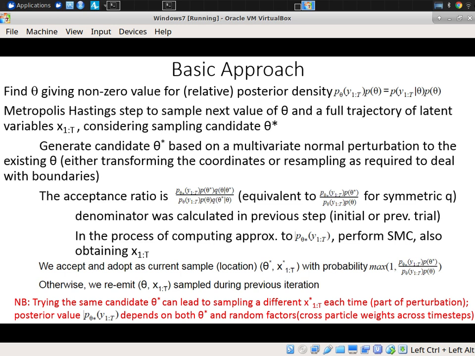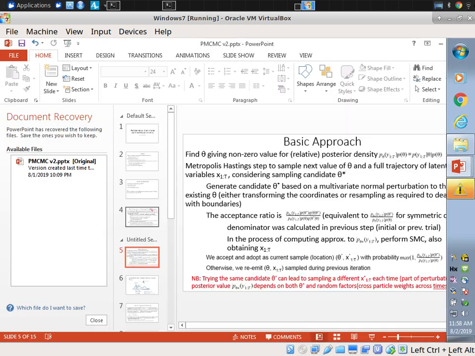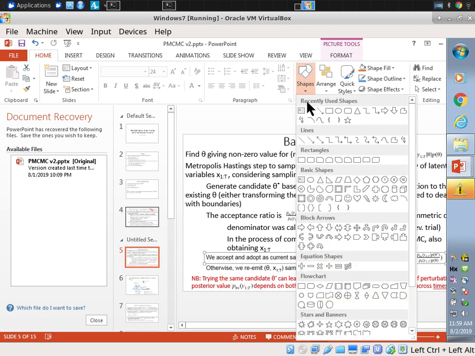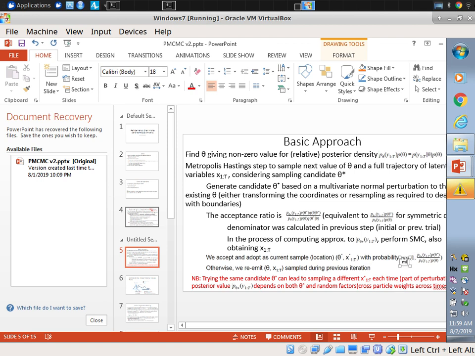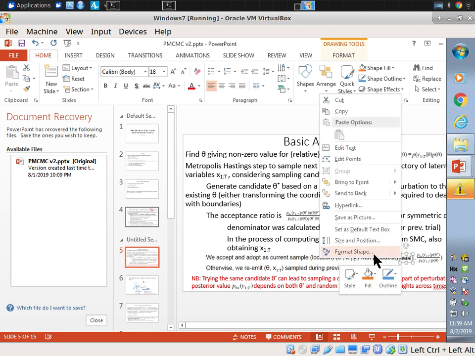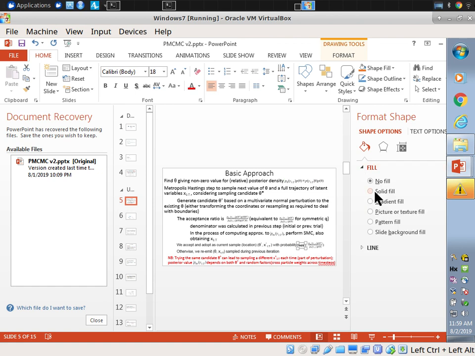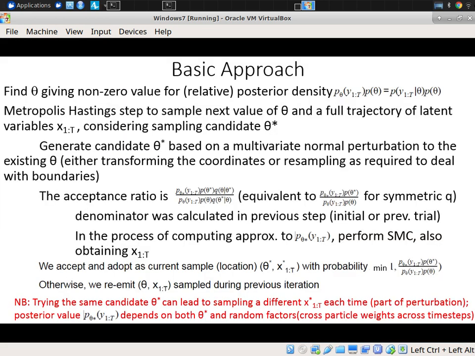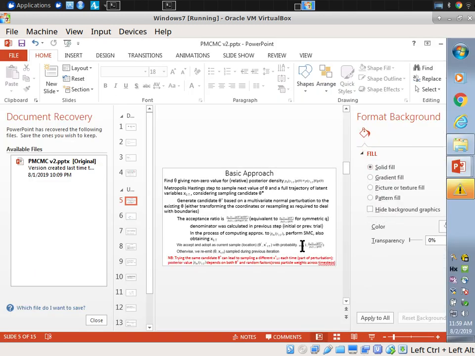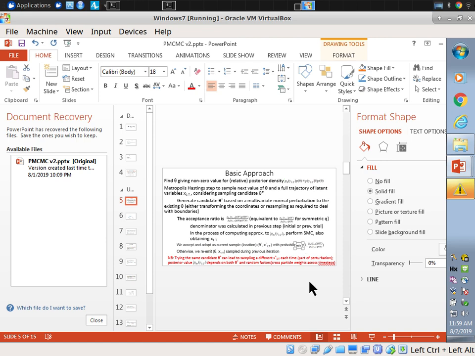Otherwise, what the heck? That should be min. Oh my gosh. Sorry. Oh no. Okay. I shall not stand. Min. Believe me, I'm not done yet. I have my tricks. Format, shape, fill, solid fill, make it white. Okay? Boom. Min. Sorry, I need to nudge it a bit. How's that? Just about good enough.